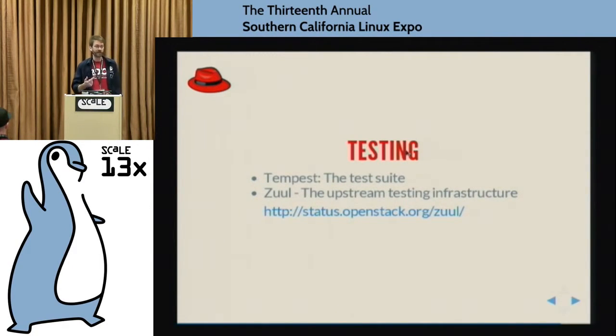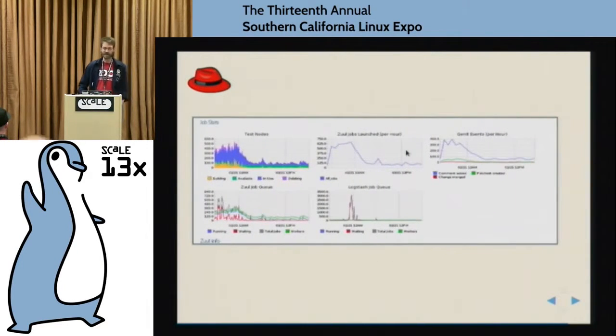Testing has been a major component of OpenStack, the foundation, from the beginning. The OpenStack Foundation employs a number of full-time testing engineers. They started out using off-the-shelf CI software, and it wasn't quite good enough, didn't go fast enough for what they needed, so they developed this testing infrastructure called Zuul. And Zuul is pretty amazing.